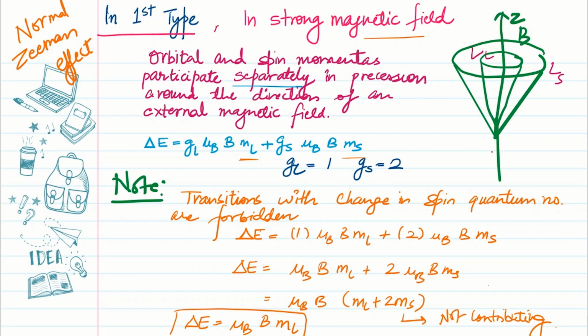We have to note one thing, that the transitions with the change in spin quantum number are forbidden. So the spin quantum number separately is not contributing to the splitting. So we can neglect this spin term. Only the orbital momenta is contributing to the splitting, so we are left with this single term only.